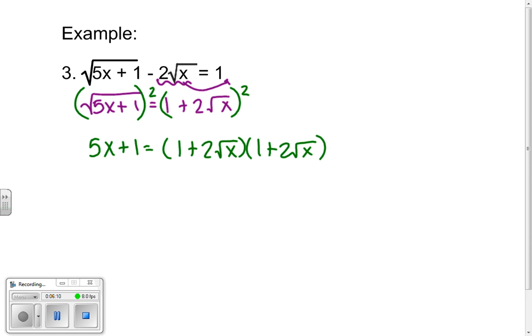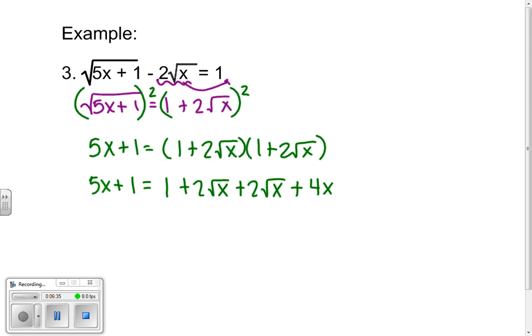I have to FOIL the right-hand side. So recopy the 5x plus 1, and now I'm foiling. 1 times 1 is 1. 1 times 2 root x is 2 root x. 2 root x times 1 is another 2 root x. And 2 root x times 2 root x is 4 root x squared, which is 4x.